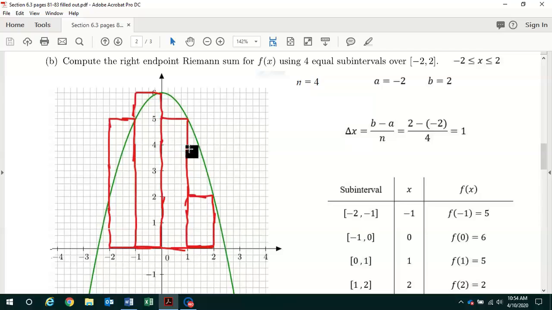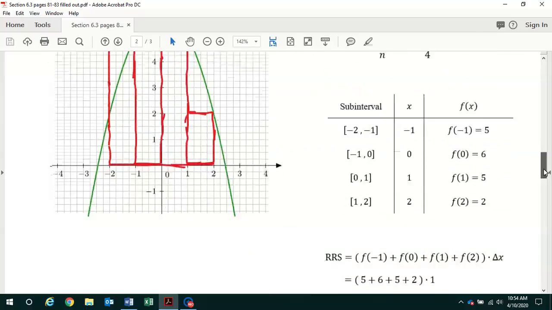At x equals 1, the y-coordinate is 5, so f of 1 is equal to 5. And at x equals 2, the y-coordinate is 2, so f of 2 is equal to 2. Now we know the 4 function values for the corresponding 4 values of x, and these are the heights of the rectangles: 5, 6, 5, and 2.